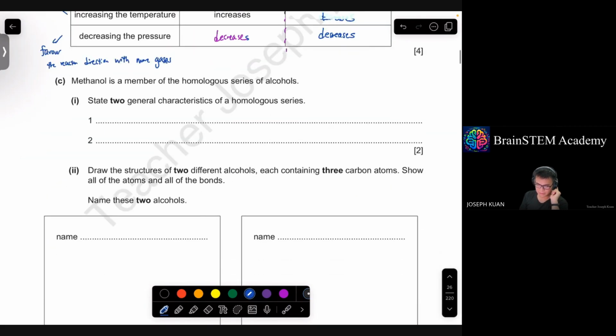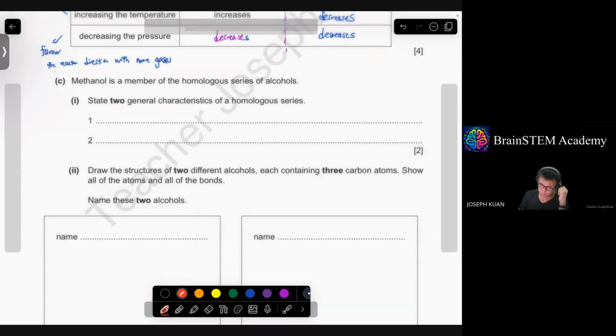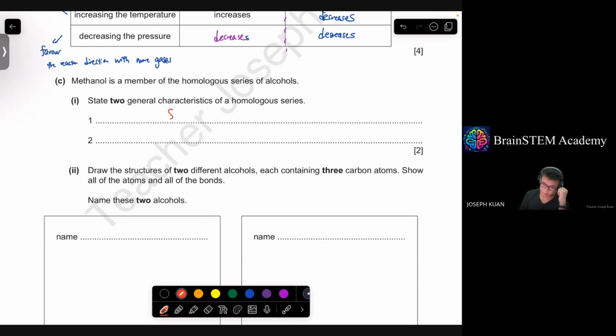Moving on to C, methanol is a member of the homologous series of alcohols. State 2 general characteristics of a homologous series. There's actually a lot, but we can just mention a few. For example, they share similar chemical characteristics due to the presence of the same functional group. These two are linked together.